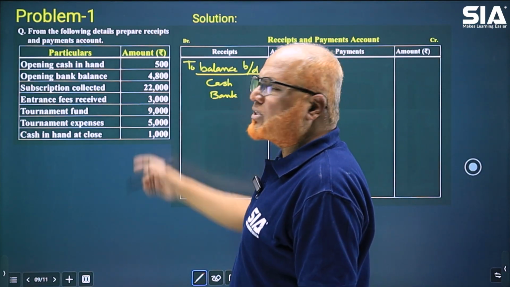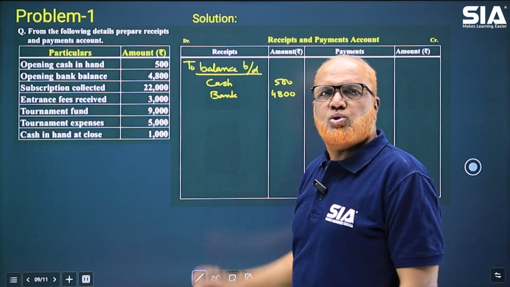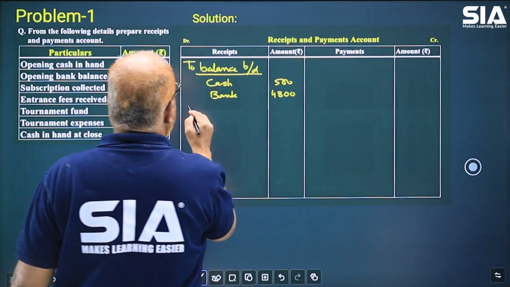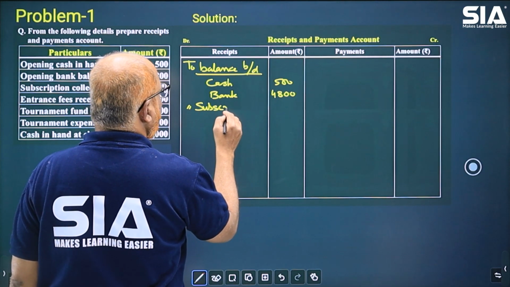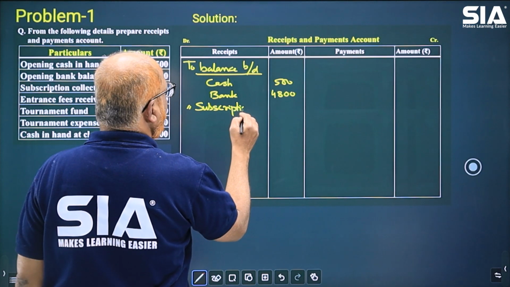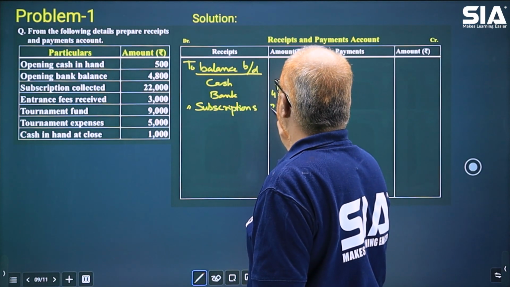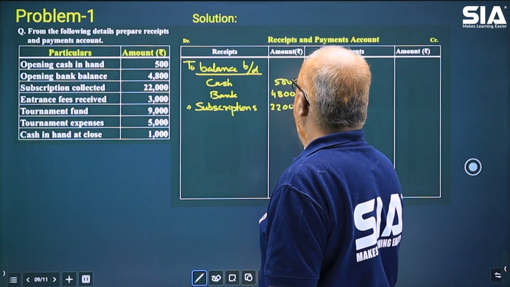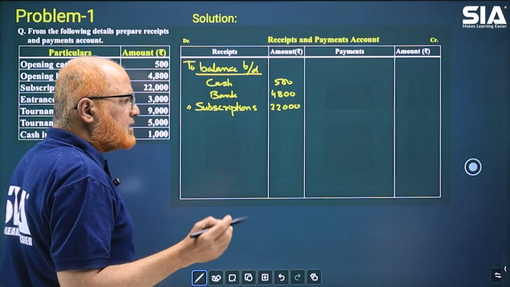Now next is subscription collected. It is the receiving of cash. So on the debit side I am taking to subscriptions. Subscriptions collected are 22,000. Here I am writing 22,000.